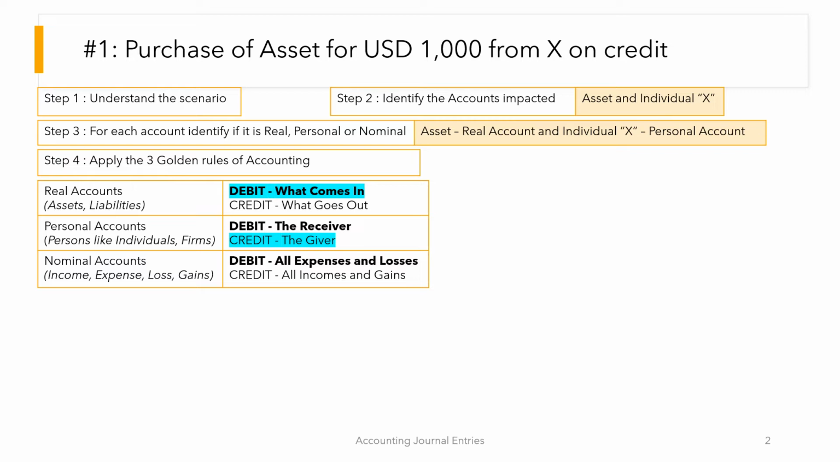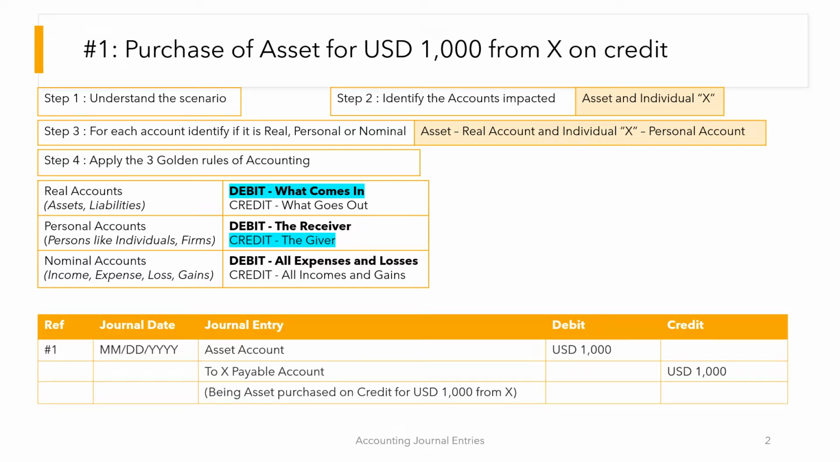Based on these four steps we have arrived at the journal entry, and the journal entry is as follows. It will be asset account debit USD $1,000 and to X payable account $1,000 credit. And the narration would be: being asset purchased on credit for USD 1,000 from X.